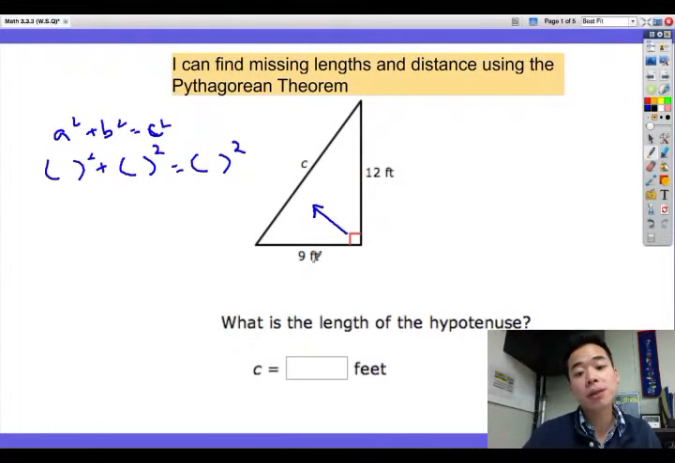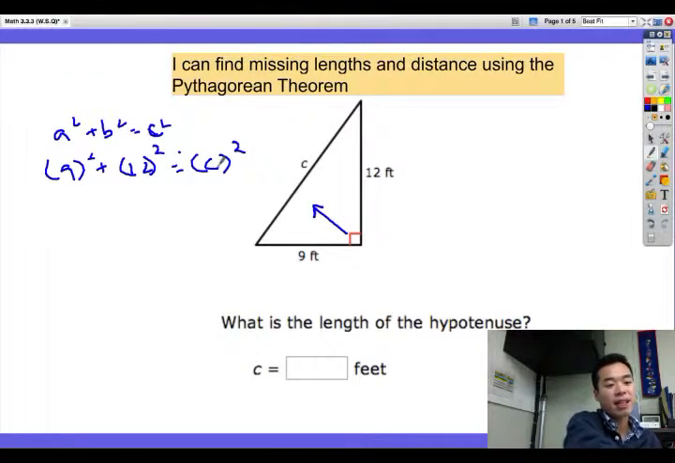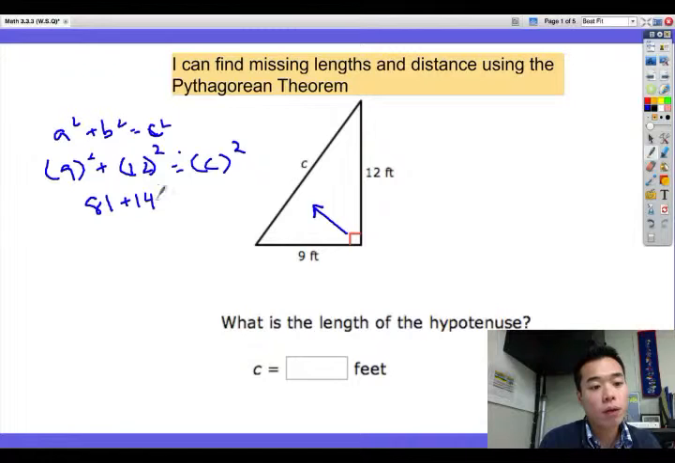I know that I need to find the hypotenuse, and they gave me the other two legs, so I'm just going to go in there and write 9 and 12, is equal to c. That's what I'm looking for. So what I have right now is 9 squared is 81, plus 12 squared is 144, is equal to c squared. 81 plus 144 is 225, is equal to c squared.